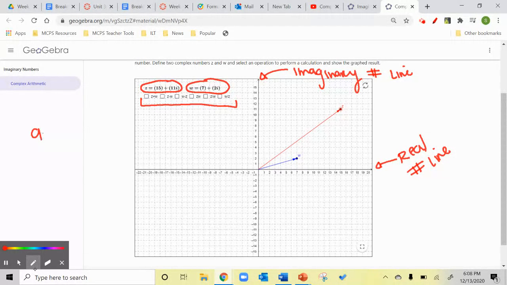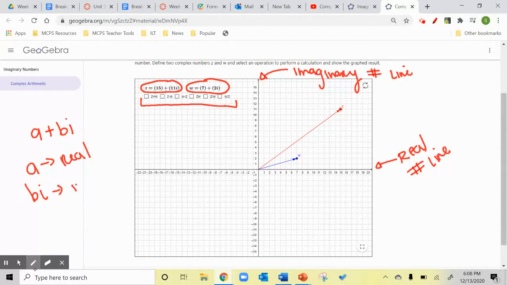It's a plus bi, where a is real, and bi is the imaginary part. So it has a real component and an imaginary component. a and b are just real numbers. I guess they don't have to be integers. Yeah, they certainly don't have to be integers. Sorry, I did not mean to say that.